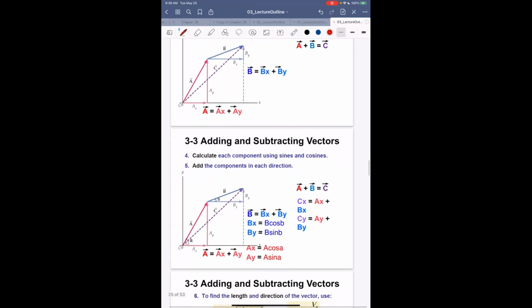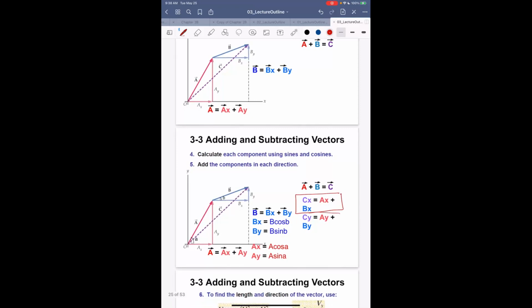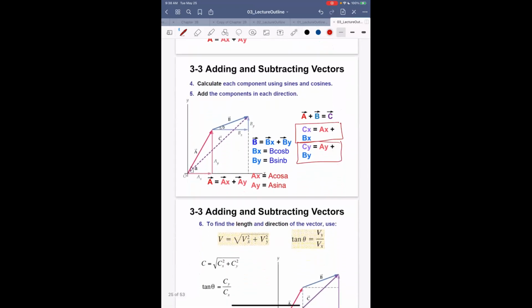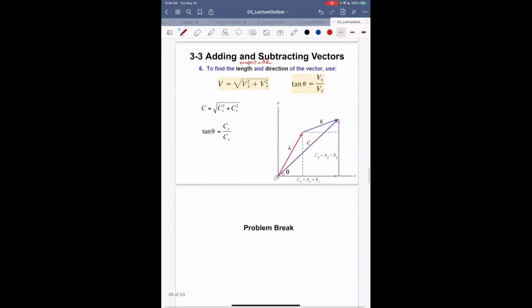Then you are going to add the x's together. Cx is going to be Ax plus Bx, and Cy is going to be Ay plus By. And then finally, you need to get the length or the magnitude. I always like to say magnitude and direction of the vector. Okay.